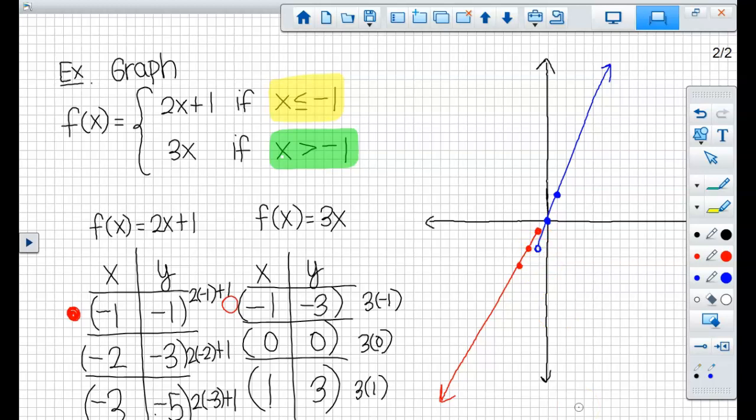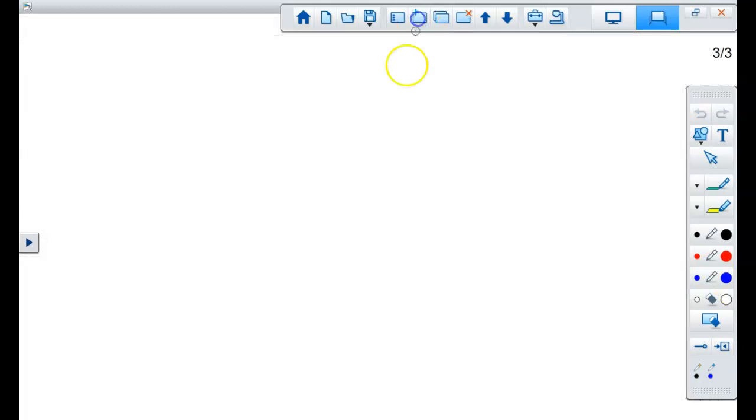Again, we make a function table for each part of the rule. Whatever numbers are specifically mentioned in the domains have to be in your table, which means some of them will repeat themselves. You've got to take the time to decide whether the circle for that number should be open or closed. All right, so let's try another one.